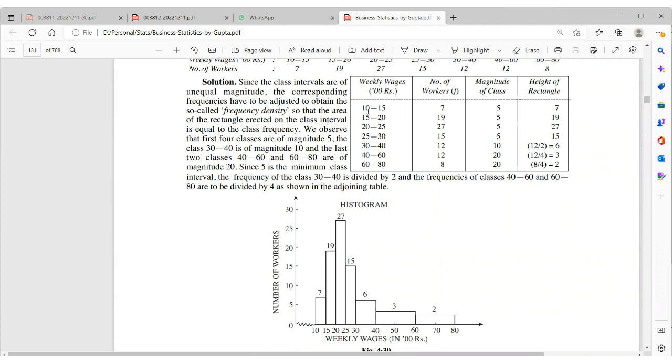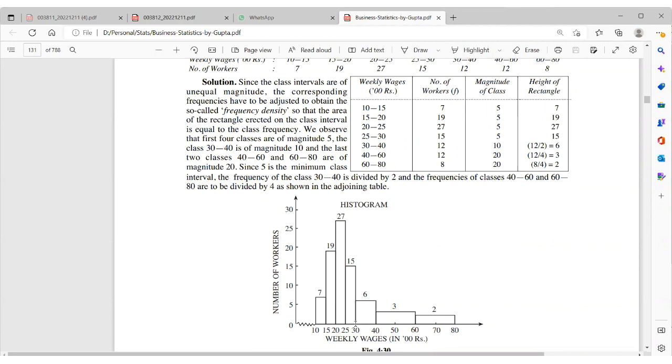We make a difference of 5: 10 to 15, 15 to 20, 20 to 25, 25 to 30. Further 30 to 35, 35 to 40. Then 40 to 45, 45 to 50, 50 to 55, then 60, and so on like this, right? So see, 10 to 15 is 7, then 19, then 27, then 15. This is fine up to here.